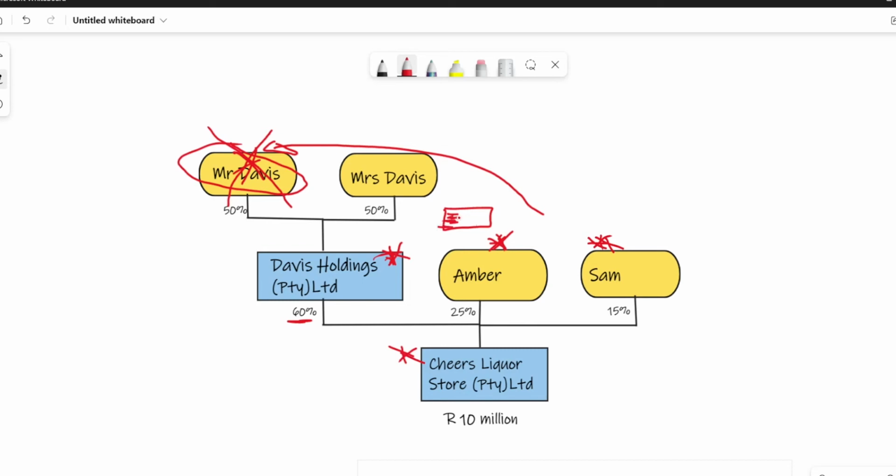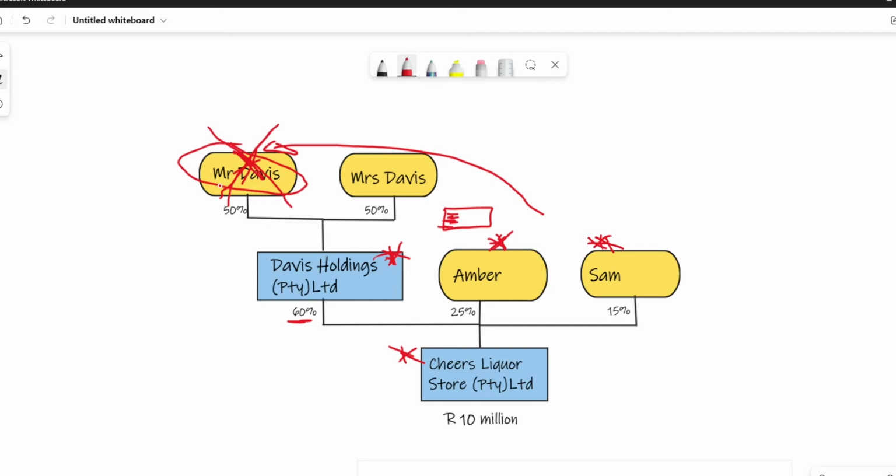And for the funds to pay out, what do we need? A trigger event. So in our case, we've discussed that the trigger event is going to be just Mr. Davis, and that the policy will pay out. It could be for a host of reasons. Let's say, for argument's sake, Mrs. Davis says, on the passing of my husband, I'm not interested in running this company, the interest that the company has in Cheers Liquor Store.